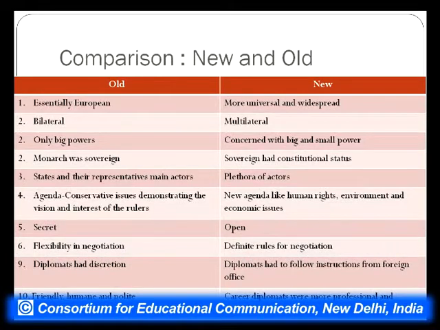Then the diplomats had discretion, definitely, because he was not rule bound, he had his discretion to use and solve issues in his own way if at times what he was fed wasn't enough, so he could devise his own solution. But the diplomats here had to follow instructions from the Foreign Office, their own Ministry of External Affairs or Ministry of Home Affairs would be guiding them on how to negotiate, on what matters to discuss.